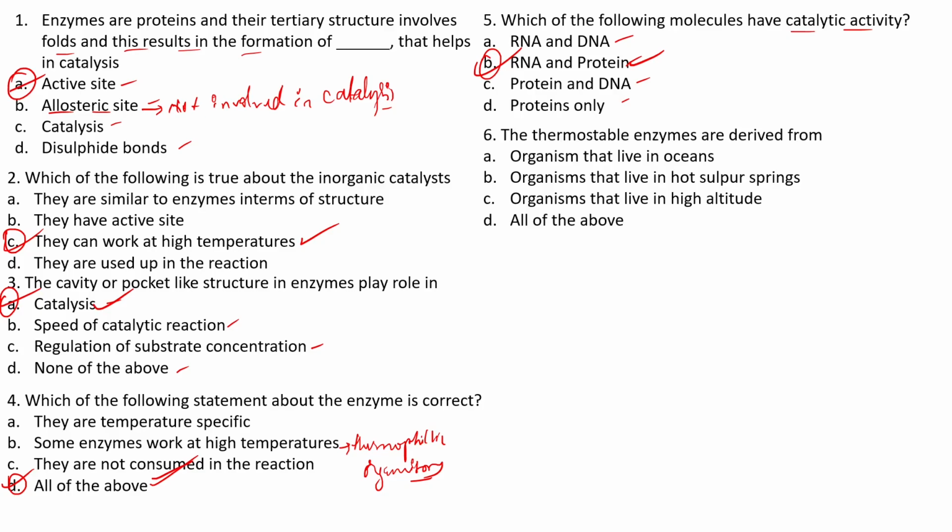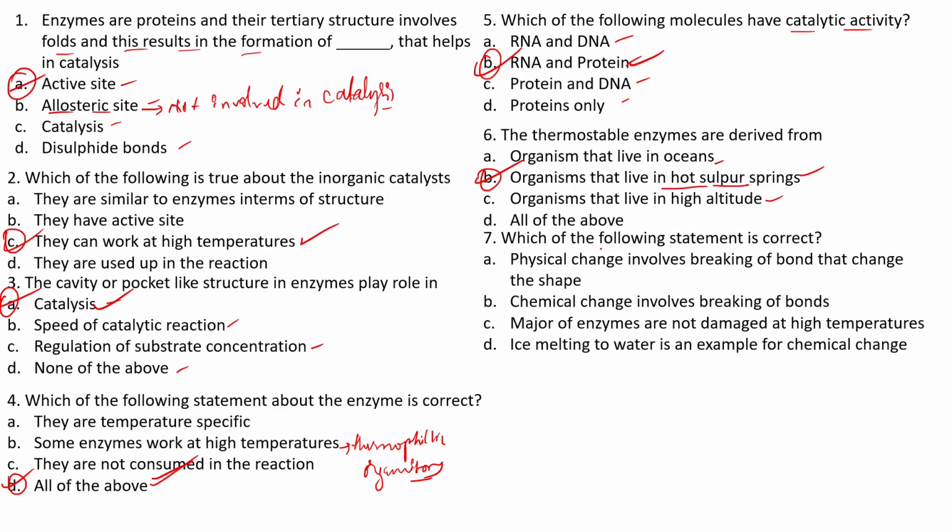The thermostable enzymes are derived from organisms that live in the oceans, organisms that live in hot sulfur springs, organisms that live in high altitude. All of the above. We know they mainly live in the thermal vents and hot sulfur springs. That is also called the hot water springs, and these hot water springs mainly contain a high amount of sulfur. Hence, they are also referred to as hot sulfur springs.